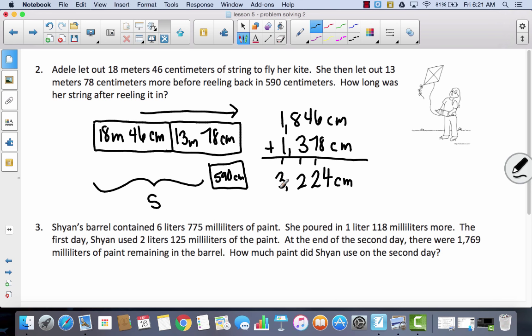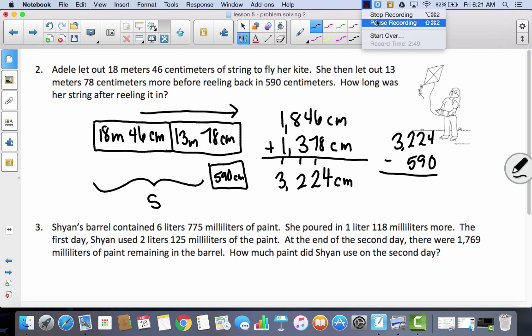Okay, so I found my sum to be 3,224 centimeters. So this is how long her string was. Then she reeled it back in. So what do I need to do with this 590 centimeters to figure out how much string was left out? Well, I'm going to subtract this, right? So I've got 3,224 minus 590. I want you to go ahead and find the difference in these two numbers and then write your answer as a statement. Let's come back and check our answers together and see if we got the same answer.